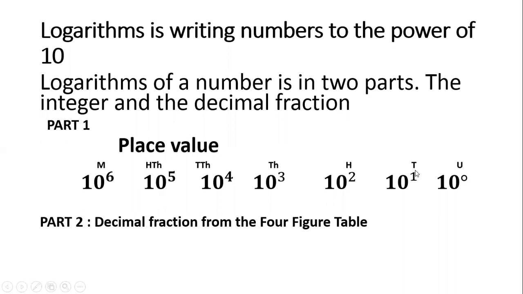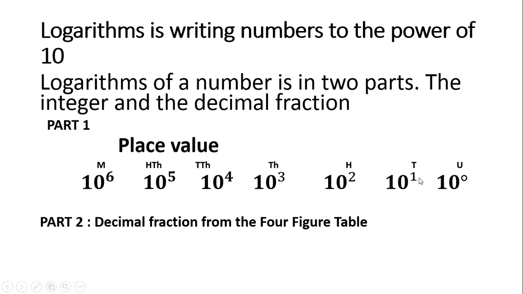And we have unit, 10, 100, 1000, 10,000, 100,000, million. The unit is 10 raised to the power 0, 10 is 10 raised to the power 1, 100 is 10 raised to the power 2, 1000 is 10 raised to the power 3, 10,000 is 10 raised to the power 4, 100,000 is 10 raised to the power 5, and million is 10 raised to the power 6. In a layman's language, you can say the unit has no zero, so that's 10 raised to the power 0.